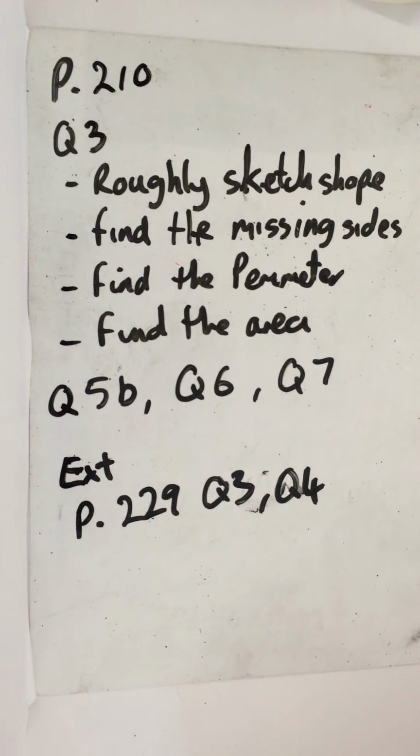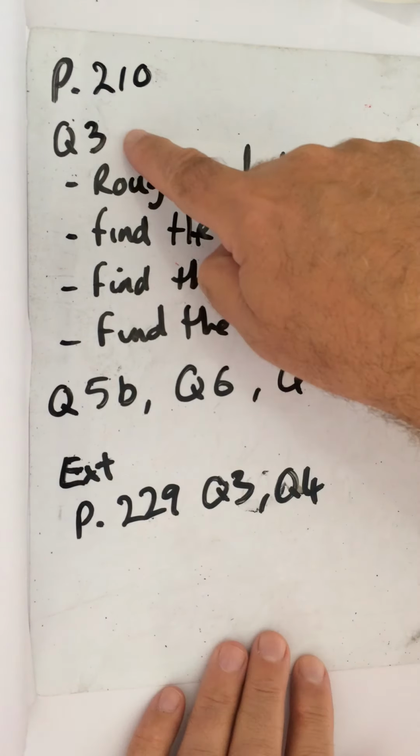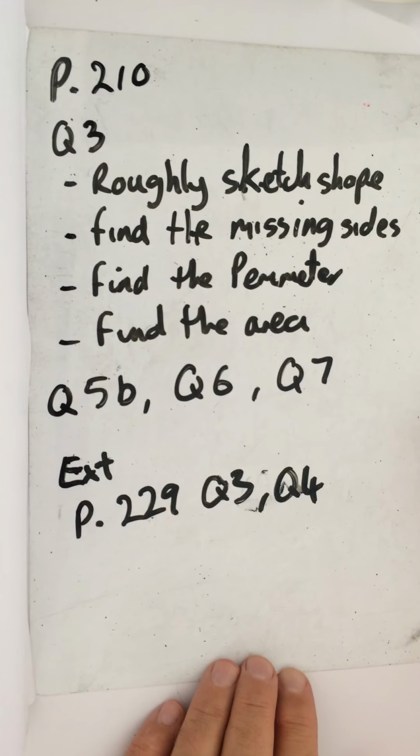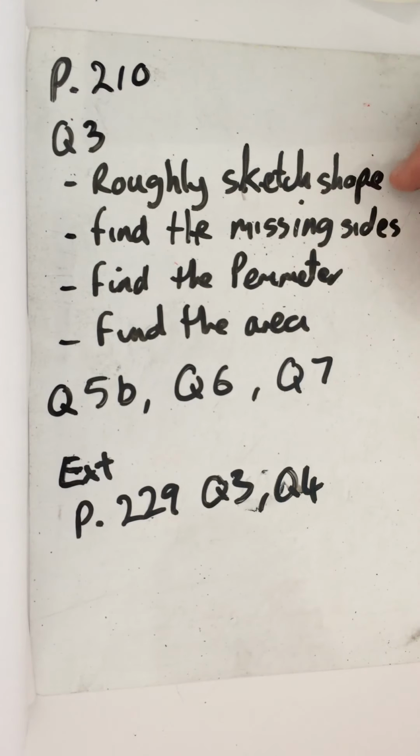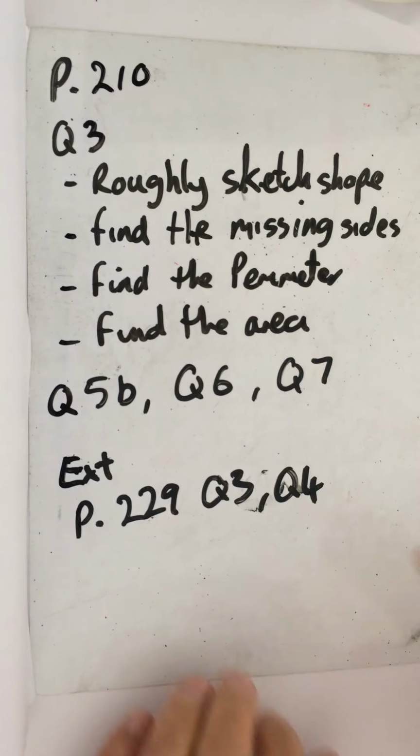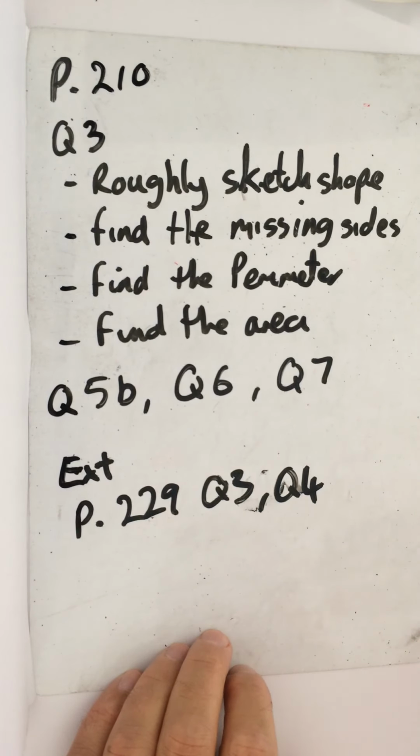Now question 3 is pretty much just the stuff we've been doing. This is how I want you to do them, on page 210. Can we please just roughly sketch the shape first of all? It doesn't have to be perfect. Find the missing sides, fill in the missing sides, then find the perimeter and find the area. So it's only 3 questions like that. And the other 3 are just applying that knowledge and some of the knowledge we've had yesterday. So it's just taking it forward a little bit.